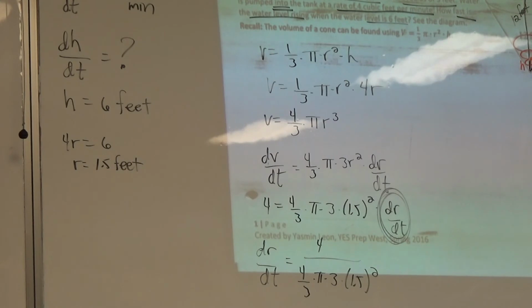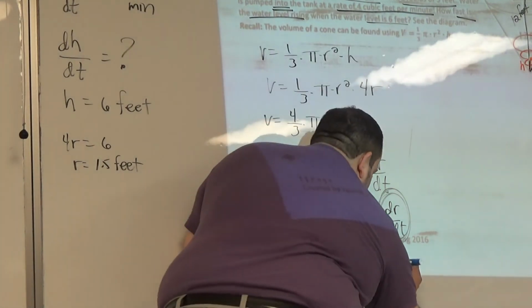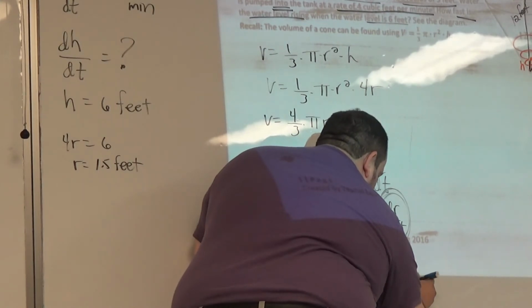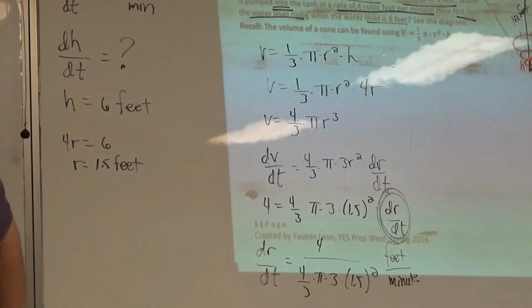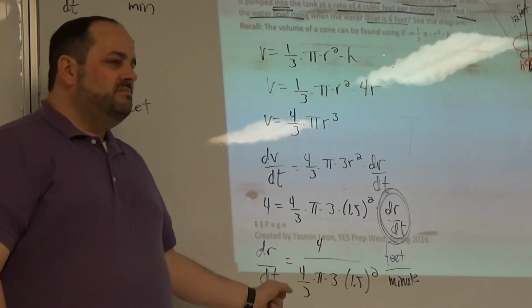There's no units. What would the units be for dr? How are we measuring radius? Feet. How are we measuring time? Minutes. That's not the mistake. Only Jasmine caught it. Mariah, do you see it? David, do you see it? Leaving the 1.5 without squaring is not the problem. What are we looking for? dh/dt.